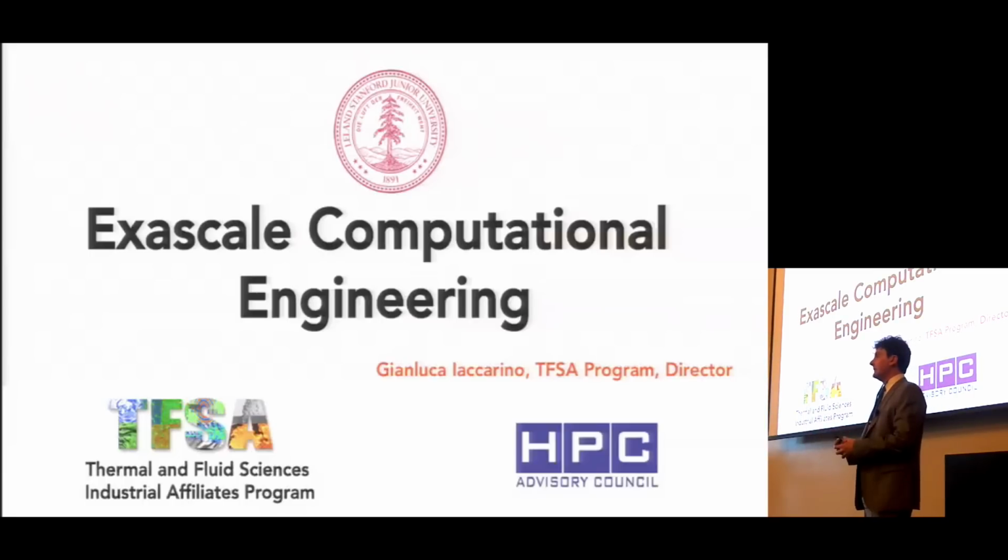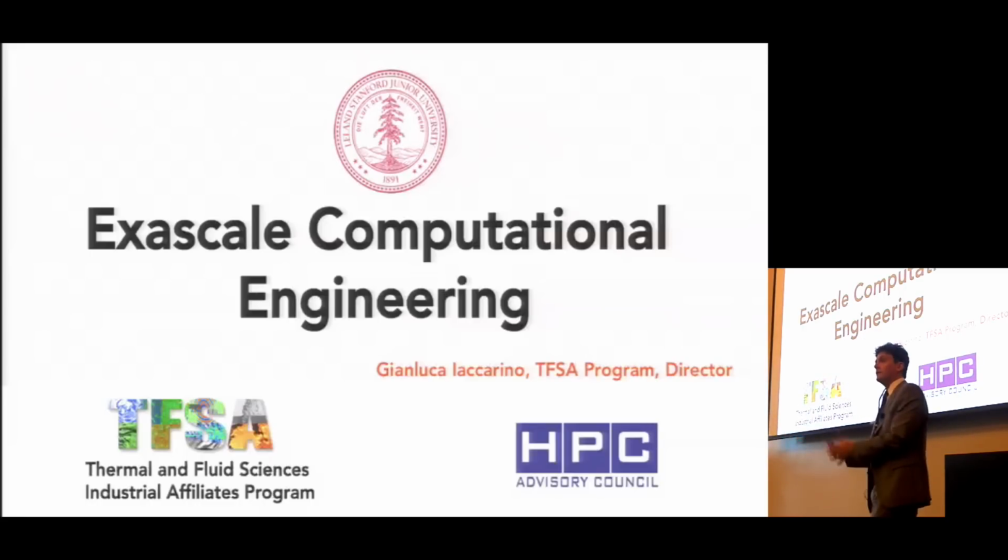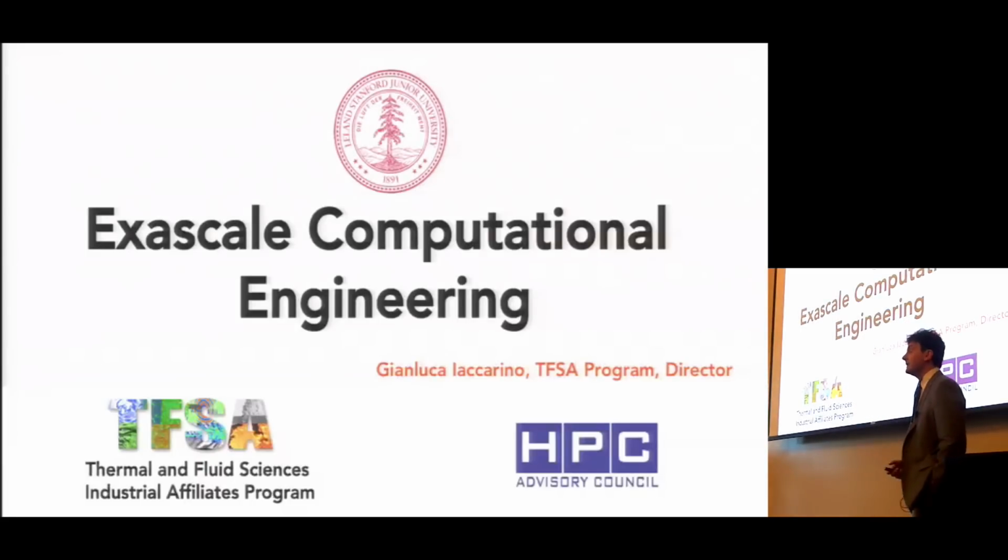We have this workshop sort of in between the HPC conference that was held here Monday and Tuesday, and the TFSA conference that will start this afternoon. So this is sort of a bridge between these two events this week. As you can imagine, we've been very busy, and it's a pleasure to welcome you here to the conference.